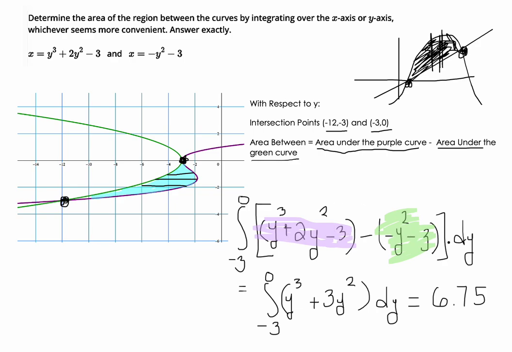When we try to simplify this to make it easier before we integrate, remember this is a negative here. So when I distribute, these two negatives inside here become positive. So I have y cubed, and then I have 2y squared plus a y squared. That gives me a 3y squared. And then a negative 3 and a positive 3 add to 0, and so the constants drop out. And then we're doing this with respect to y, so I have to make sure I put my dy in here. And then when we integrate, we get that the area is 6.75.